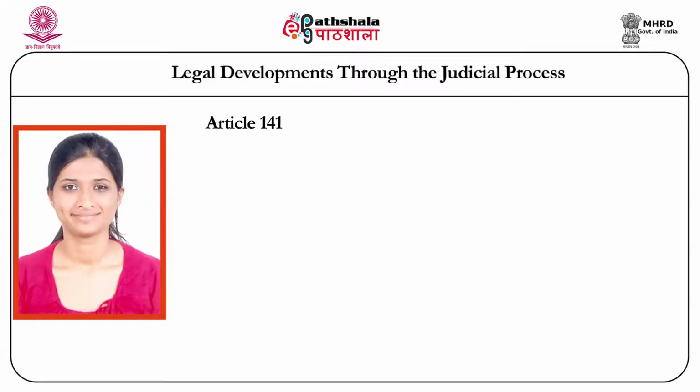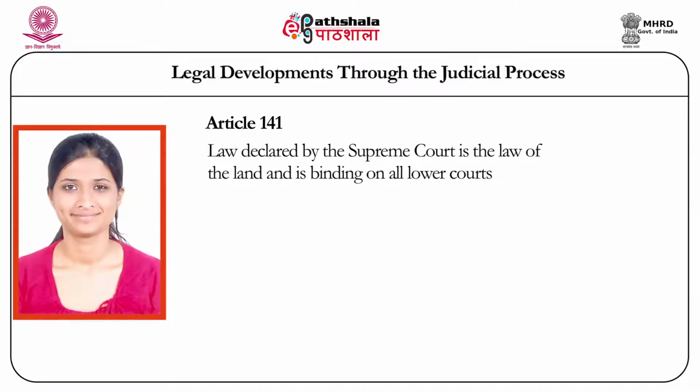First, we will proceed with Article 141 of the Constitution. Under Article 141 of the Constitution, the law declared by the Supreme Court is the law of the land and is binding on all lower courts. The text of the article refers to declaration of law and not enactment. Thereby, decisions of the Supreme Court are not statutory enactments but do constitute a declaration of the law.